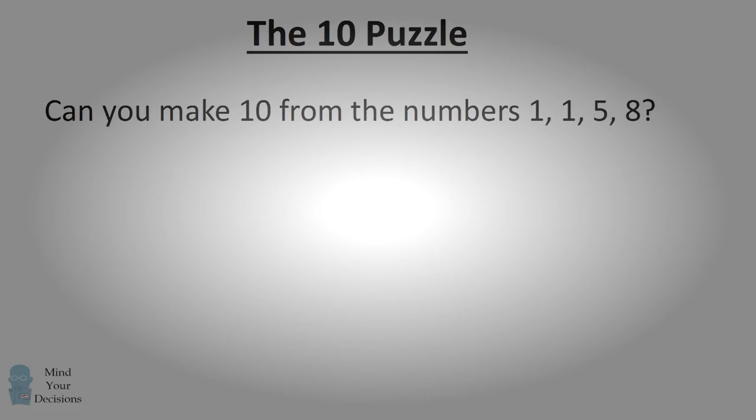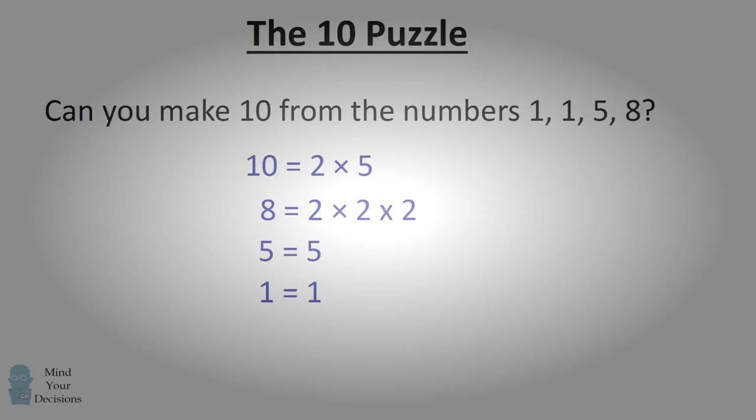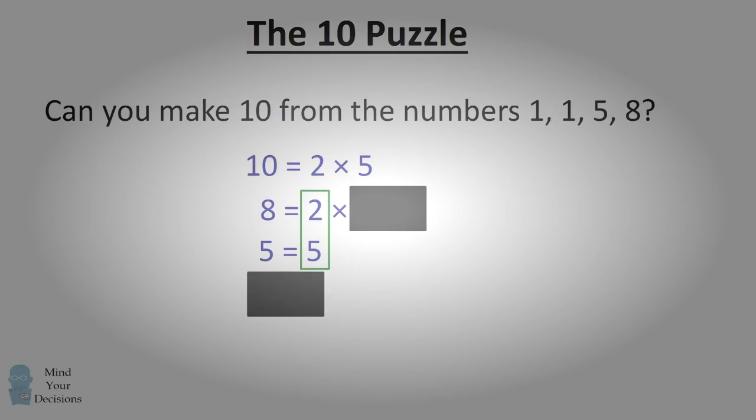One approach is to consider the numbers and their factors. 10 breaks down into 2 and 5. 8 consists of 3 factors of 2. The number 5 only breaks down into 5, and the number 1 also breaks down into 1. So one way that you could get to 10 is if you could grab 1 factor of 2 from 8 and 1 factor of 5 from the 5. You would also have to get rid of the rest of the numbers.